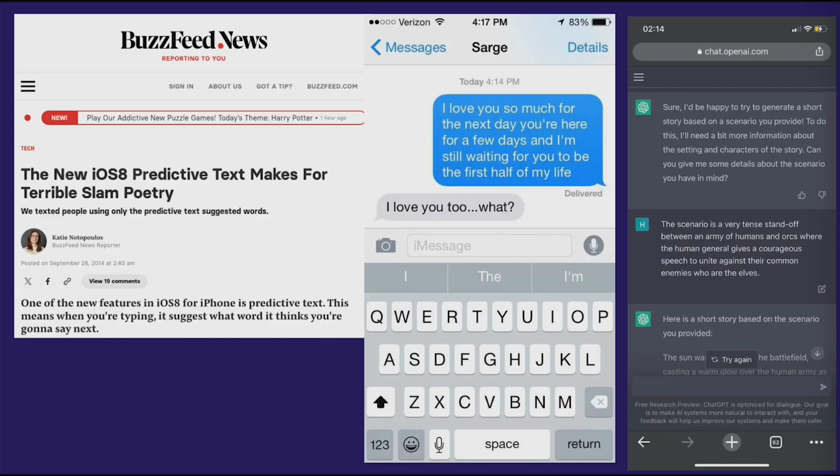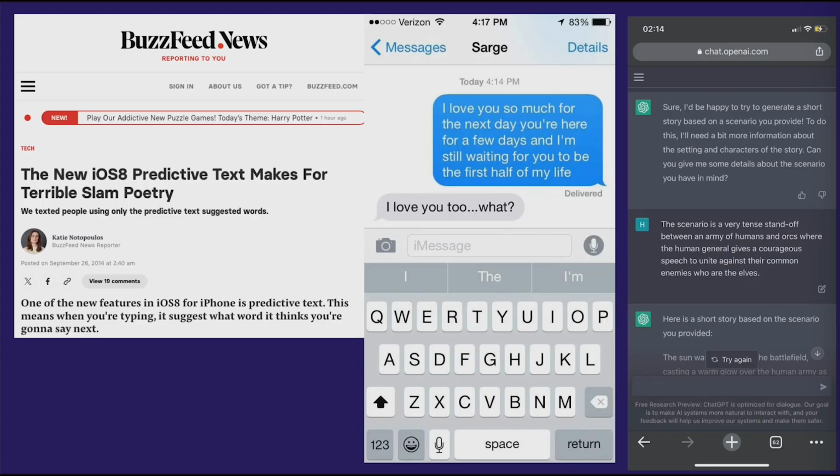So if you remember back in the day with iPhones, when they first came out with text prediction, and you would try to write sentences just by clicking the next predicted word, it would construct these sentences that made absolutely no sense because there was no coherent through line from beginning to end with the sentences.